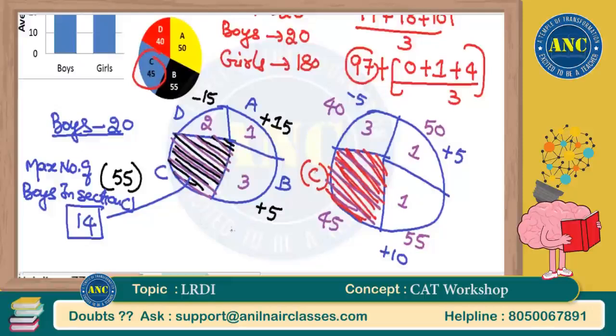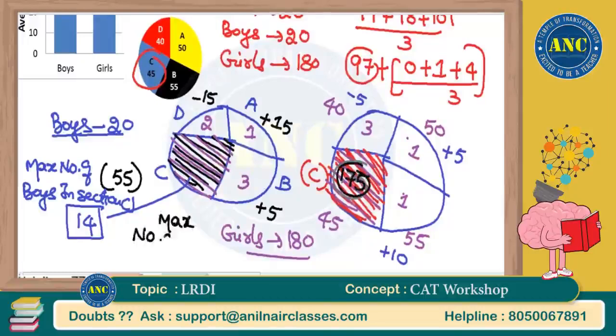Total boys is 8. Girls will be 180, already we discussed. Out of 180, 3 plus 1 plus 1, 5 are already done. If 5 are already done, how many maximum girls can be there here? What is the maximum number of girls that can be present in section C? 175. Otherwise, if you use X and Y methods, it takes a lot of time. Maximum number of girls in section C is 175.